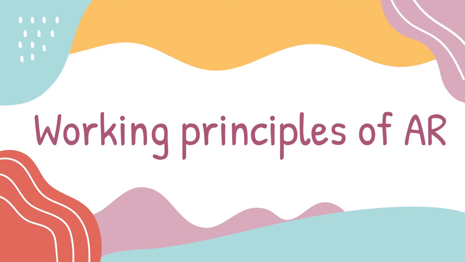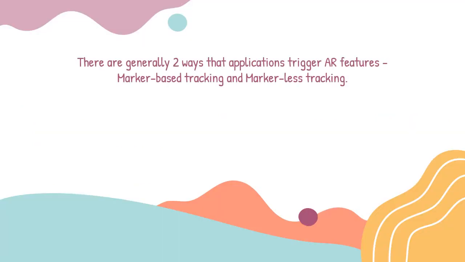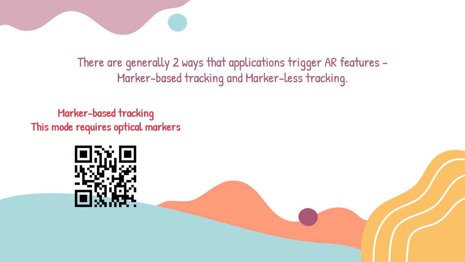Working principles of AR. There are generally two ways that applications trigger AR features. First is marker-based tracking and second is markerless tracking. Marker-based tracking. This mode requires optical markers such as a QR code to trigger the AR features by pointing your mobile camera at one of these barcodes. The application recognizes it and superimposes the digital image on the screen.